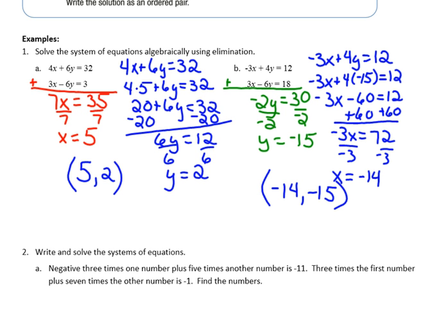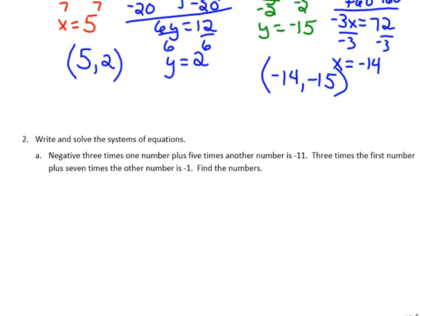All right, so again, it's new. We're going to go slow. We're going to spend a couple of days on it. All right, so let's see if we can find here. It says -3 times one number plus 5 times another number is -11. So they're making us write our own system.